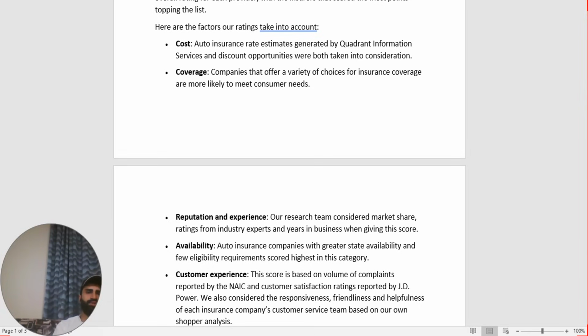Coverage. Companies that offer a variety of choices for insurance coverage are more likely to meet consumers' needs. Reputation and experience. Our research team considered market share, ratings from industry experts, and years in the business when giving this score. Availability. Auto insurance companies with great state availability and few eligibility requirements score high in this category.